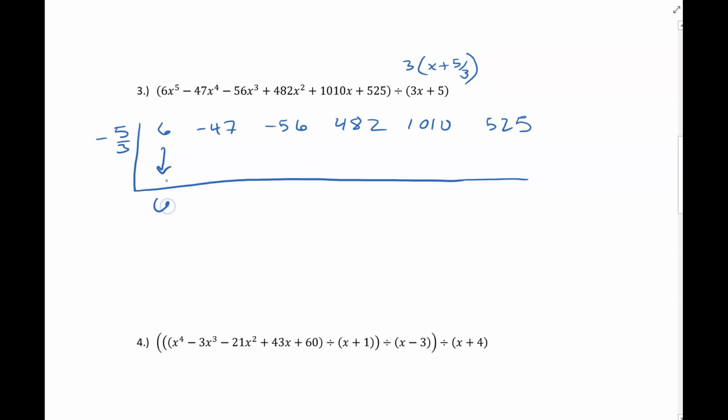So I'll start by bringing the 6 down. Negative 5 thirds times 6 is going to give me negative 30 thirds, which reduces down to negative 10. And when I add down, I get 57. Negative 5 thirds times negative 57 gives me positive 95. When I add down, I get 39.